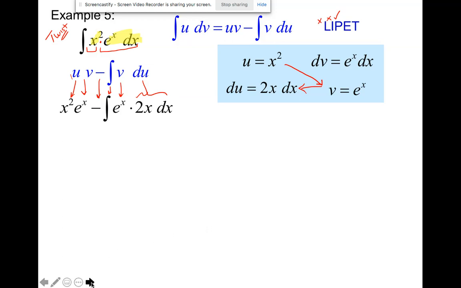Do you see the dagger now? There it is! What's true? Now I floated the 2 out. What's the dagger? Your integrand is still a product. Oh no! Integrand still a product.